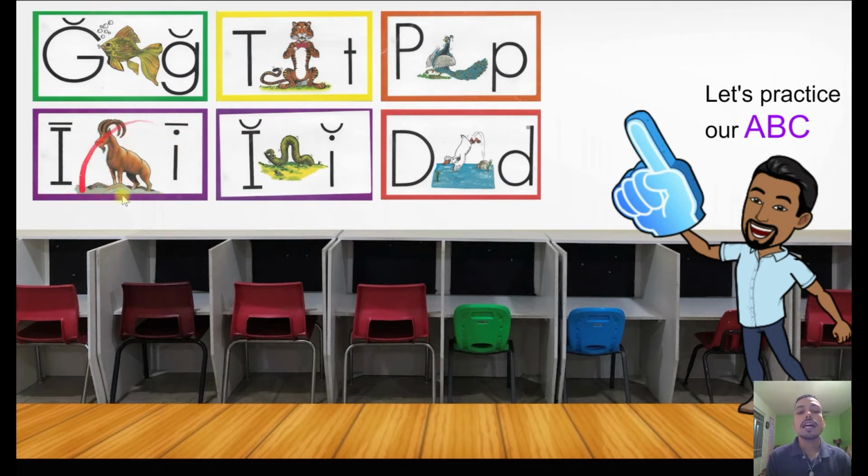Ibex, and ibex has a letter that sounds I. So when you see the letter I with the line on top, it's going to sound I. Very good, okay? The next one here, its name is inchworm.